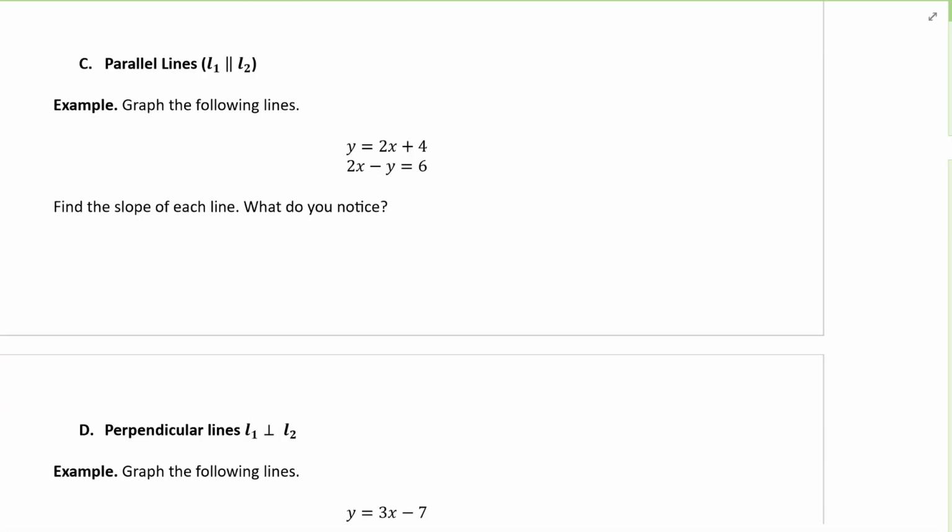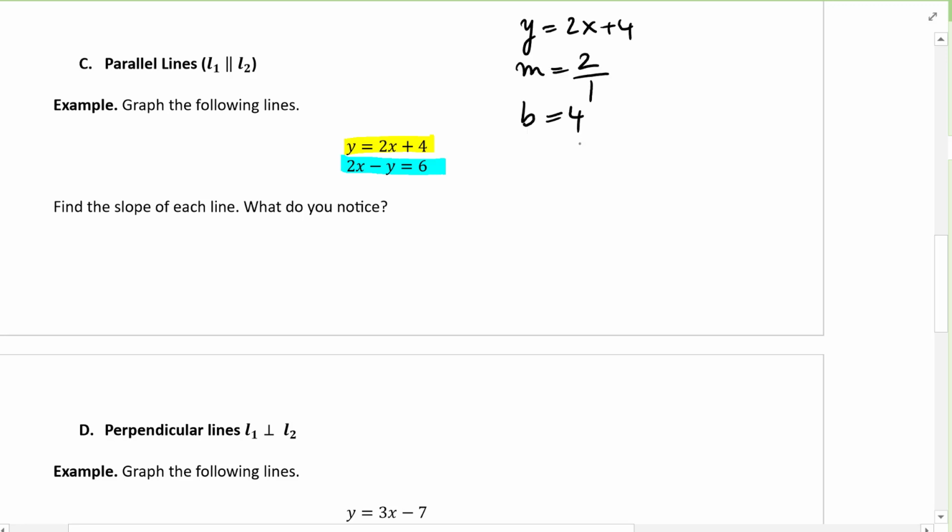Now let's talk about parallel lines. Line 1 parallel to line 2. It says graph the following lines, y equals 2x plus 4, and this one. So let's do the yellow one and then the blue one. The yellow one, if we notice, is already in slope-intercept form. So I can immediately say, y equals 2x plus 4, that the slope is 2 over 1 and the y-intercept is 4.